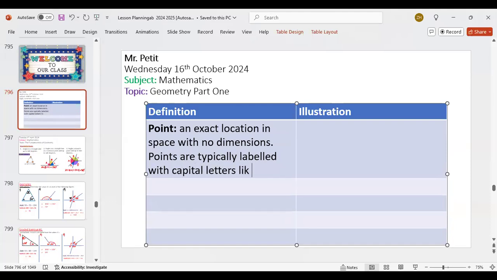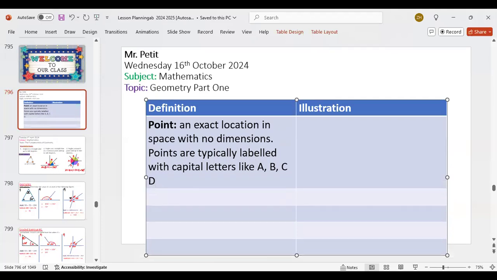Like A, B, C, or D, right? Etc. So we talk about the fact that it has no length, no width. It's just a location, right? So it tells you a location. So we use it in terms of how we represent on the paper.